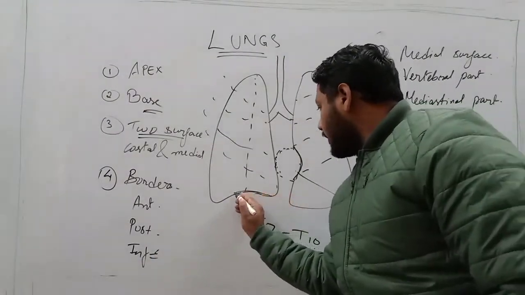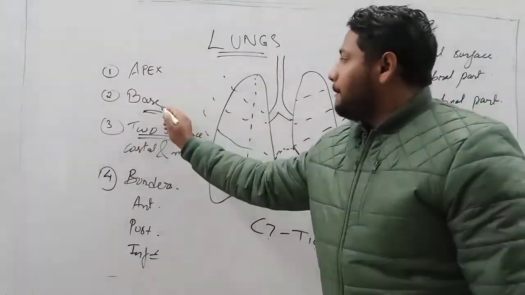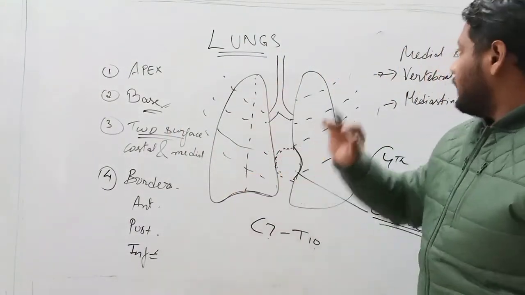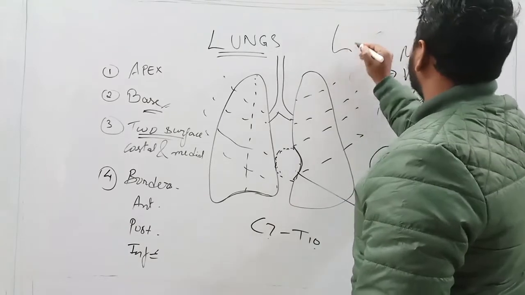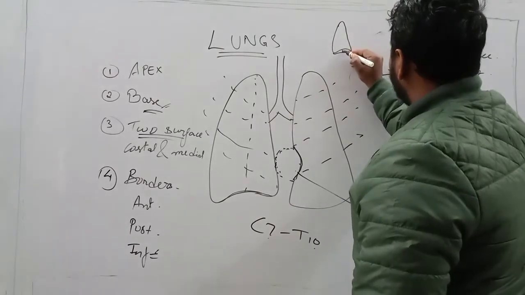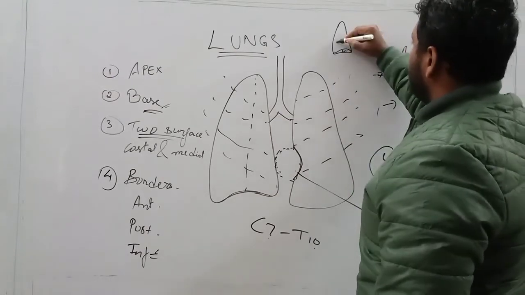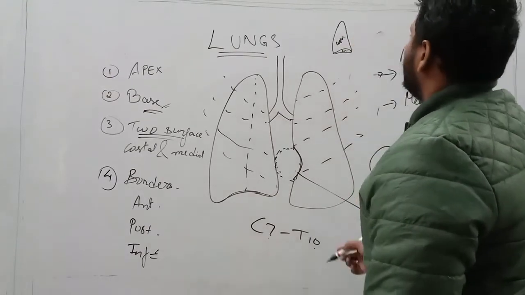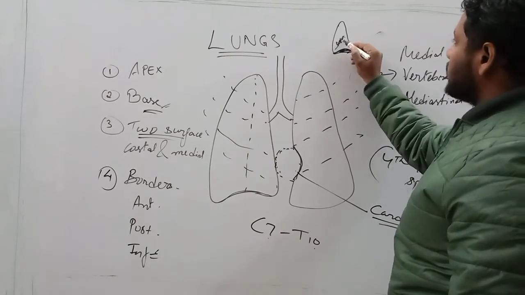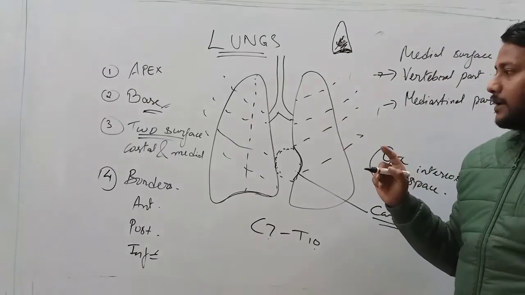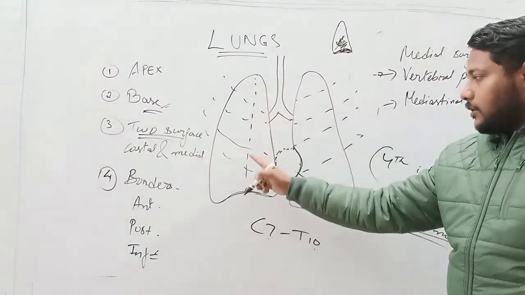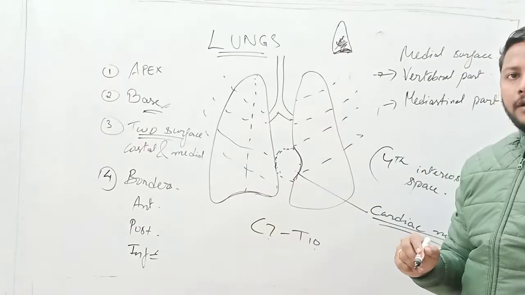This inferior border is separating the base of the lungs from the costal surface. Now, if I draw another diagram, if this is the base and this is the costal surface, the inferior border is separating the base from the costal surface. So these are the three borders of the lungs: anterior border, posterior border, and the inferior border.